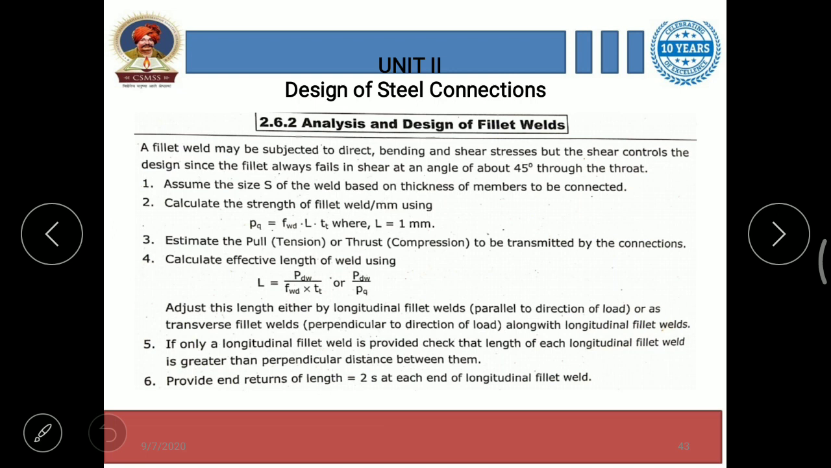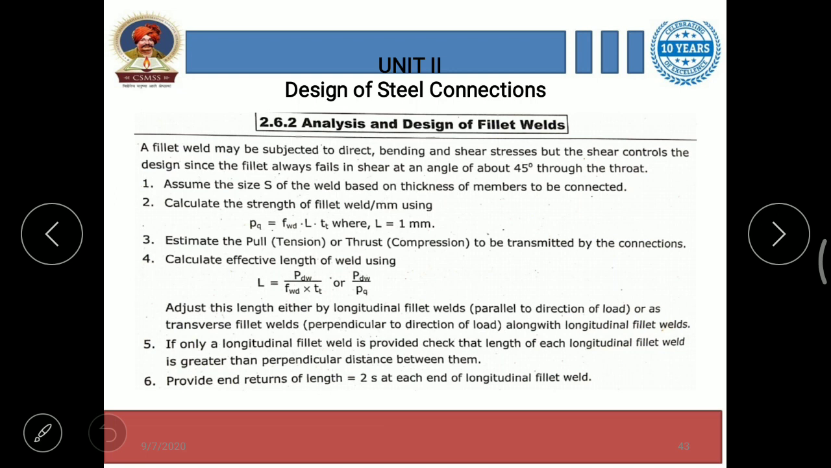Then analysis and design of fillet welds. Just remember these standard points before going to design fillet welds. This is required information before going to design any type of weld, so just read and remember these points. A fillet weld may be subjected to direct bending and shear stresses, but the shear controls the design, since the fillet always fails in shear at an angle of about 45 degrees through the throat.